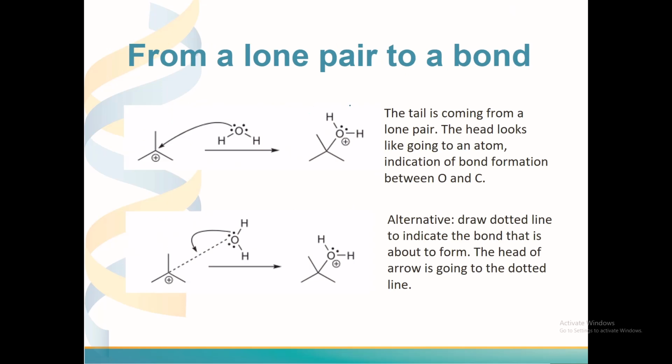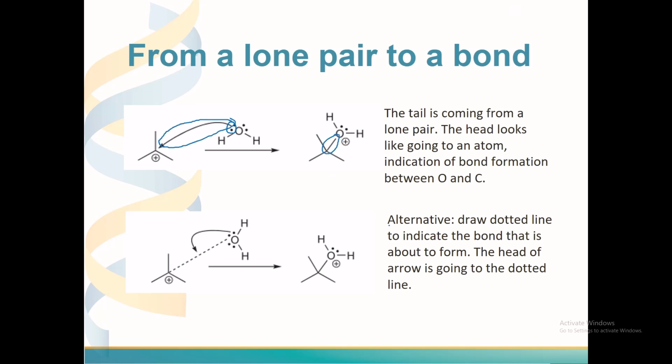Starting from a lone pair to a bond. So from the previous reaction that you observed, the tail is coming from a lone pair, as you can see here. There's a lone pair on the oxygen, and this is the tail of the arrow. The head goes to an atom, indicating bond formation between oxygen and carbon. Thus it looks like this in the end. The arrow is as if it's forming. See? This is the arrow.